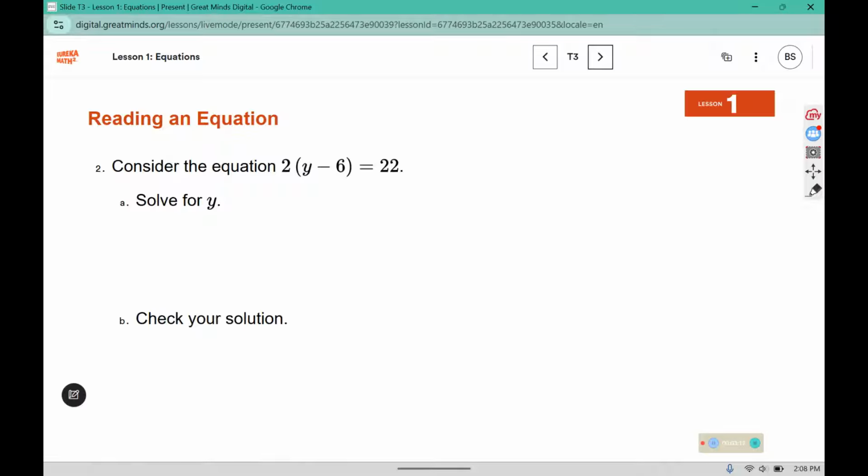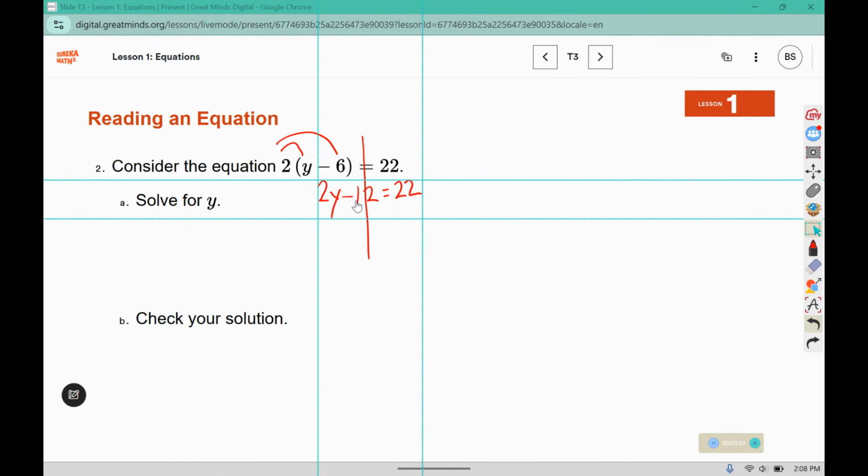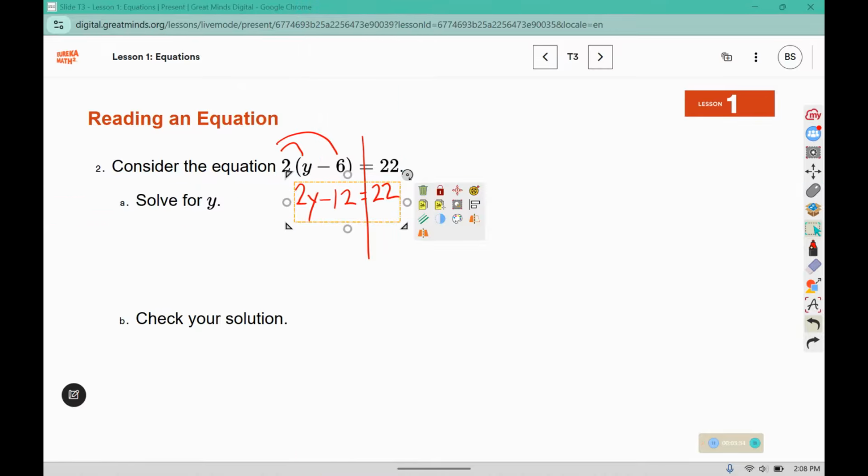Consider this equation, solve for y, and then check your solution. Again, you can distribute that too. So we have 2y minus 12 equals 22. This is a variable, this is a number, and this is a number. We want to move our pieces with its like terms. So in order to get rid of the 12 over here, we have to add. -12 and 12 make 0.